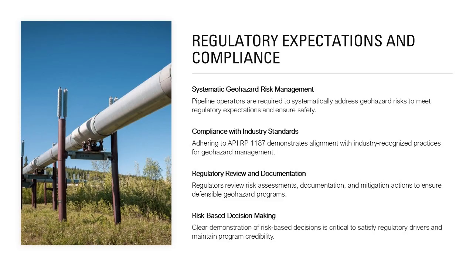Regulatory bodies increasingly expect pipeline operators to address geohazard risks systematically. Compliance with API-RP 1187 demonstrates alignment with recognized industry practices. Regulators may review documentation, risk assessments, and mitigation actions. Clear demonstration of risk-based decision-making is critical. This slide highlights regulatory drivers and the importance of defensible geohazard management programs.